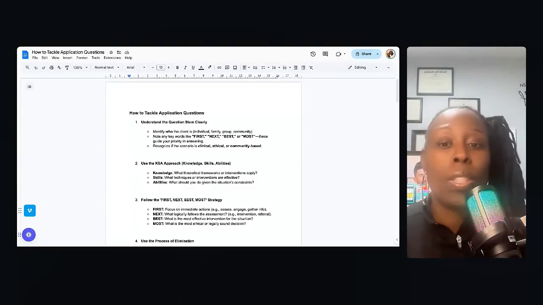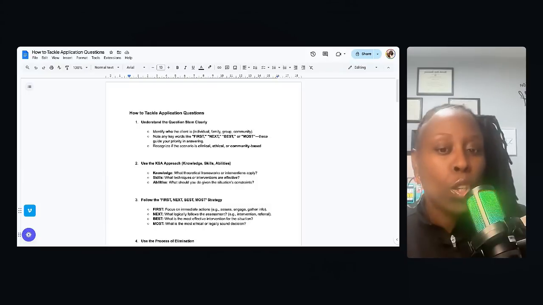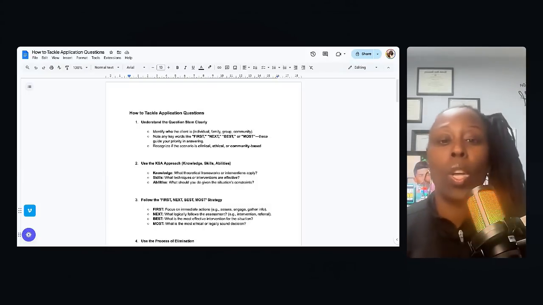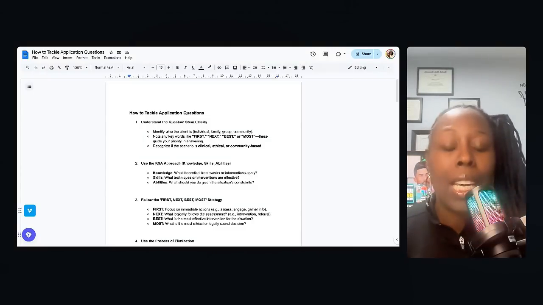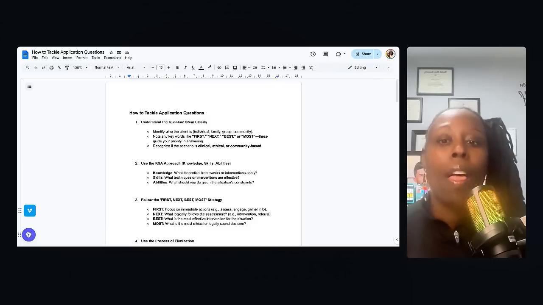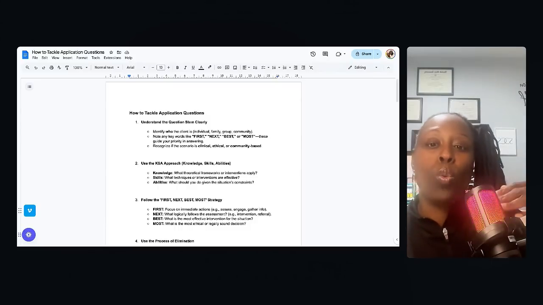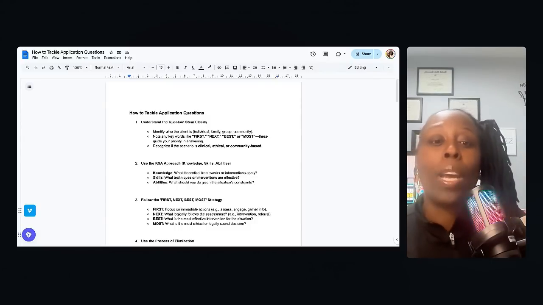And then you want to notate any keywords like, what do you do first? What do you do next? What is the best option? What is most likely? These are the keywords that you must look for and identify when you're answering the question. This will help guide you to how you prioritize and how you answer the questions.